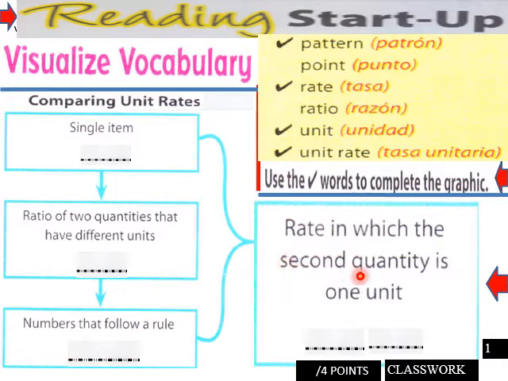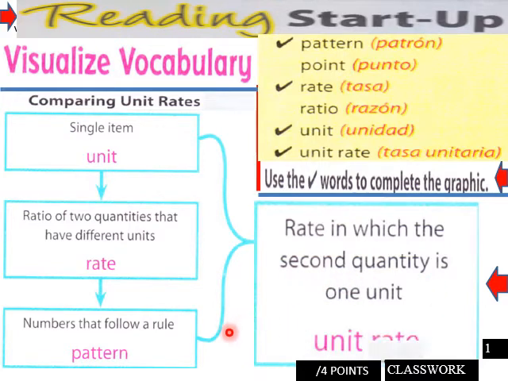Rate in which the second quantity is 1 unit. So we have these blanks here that we have to fill in from our preview words, or check words. Comparing unit rates, a single item is a unit. A ratio of 2 quantities that have different units would be a rate. Numbers that follow a rule would be a pattern. A rate in which the second quantity is 1 unit is a unit rate.